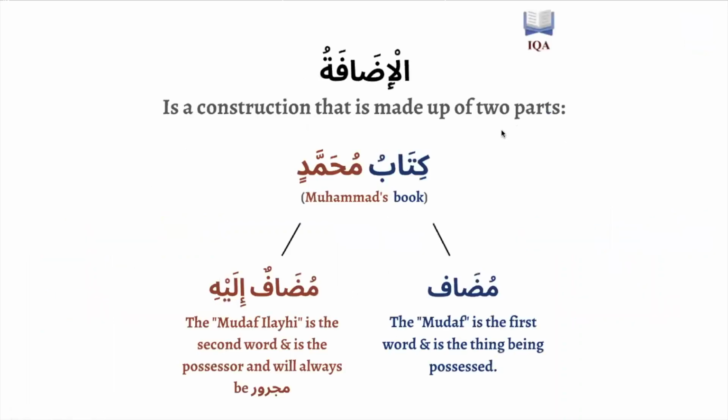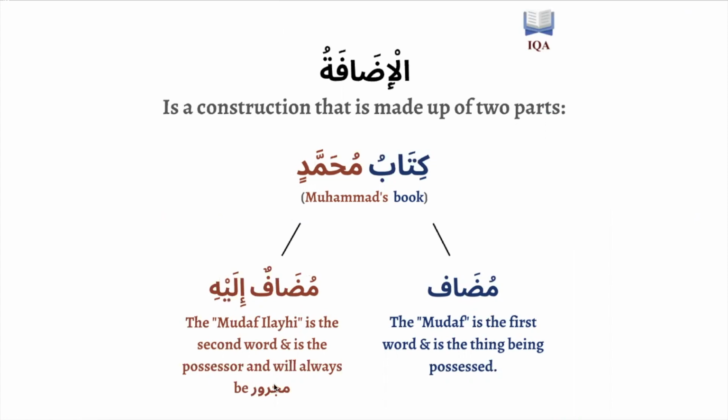Al-Idafa is a construction that's made up of two parts. It's always made up of a mudaf, and the mudaf is going to be the first word in the construction, and it's going to be the thing that's being possessed. So Kitabu Muhammadin means the book of Muhammad or Muhammad's book. So Kitab means book, it's the mudaf, and it's the thing being possessed. Who's the possessor? The mudaf ilayhi. The mudaf ilayhi is going to be the second word, and it's going to be the possessor.